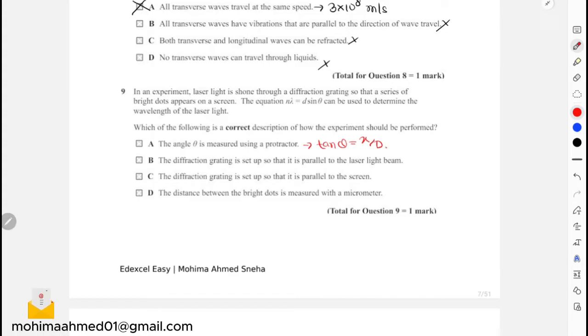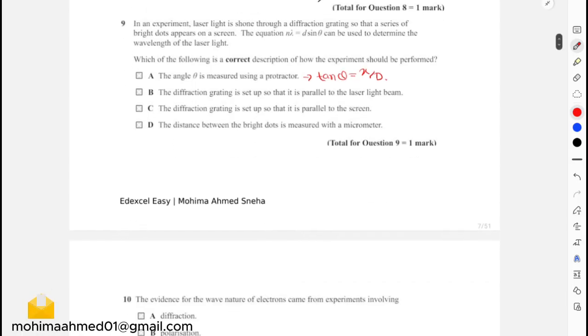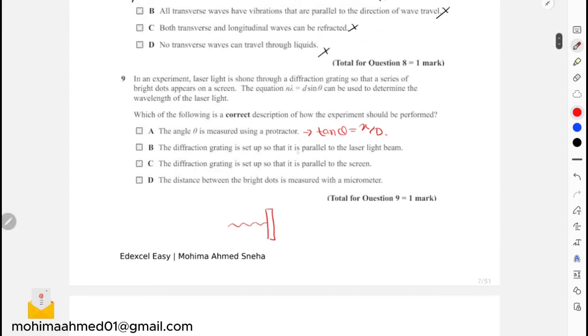And then again, the diffraction grating is set up so that it is parallel to the laser light beam. No, it is not parallel to the laser light beam. The diffraction grating is like this, and the beam must travel in this direction. It is actually perpendicular to the laser light beam. The diffraction grating filter should be parallel to the screen but perpendicular to the laser light. So the correct answer would be if the wording was perpendicular instead of parallel. So this is again wrong.